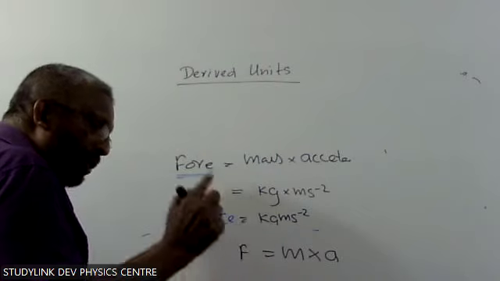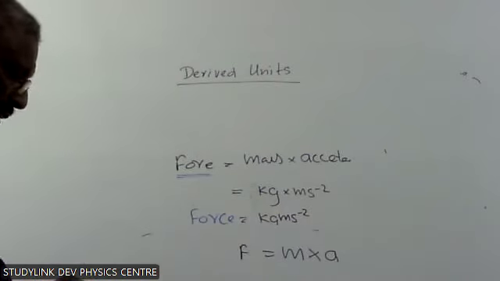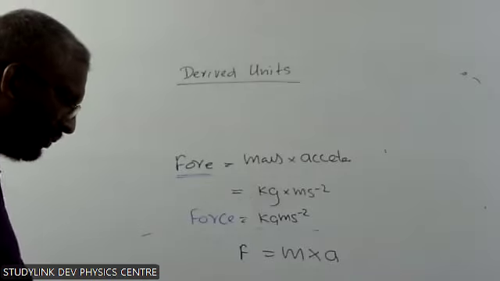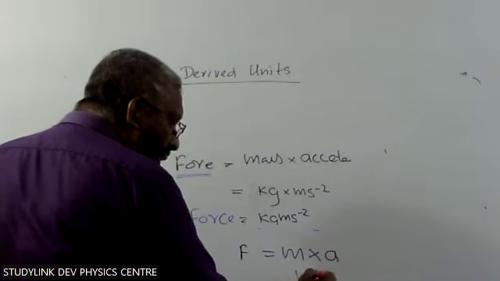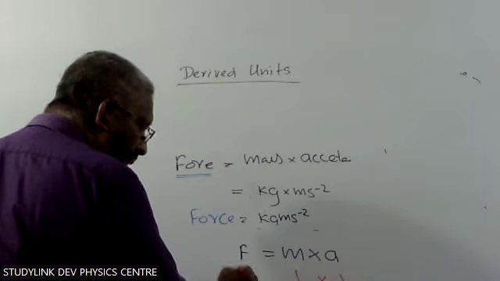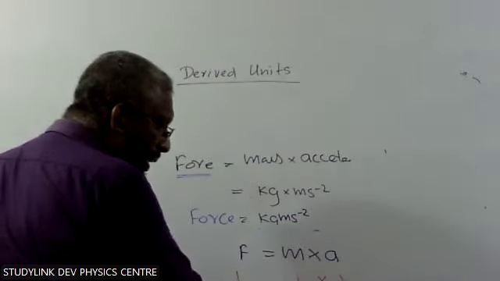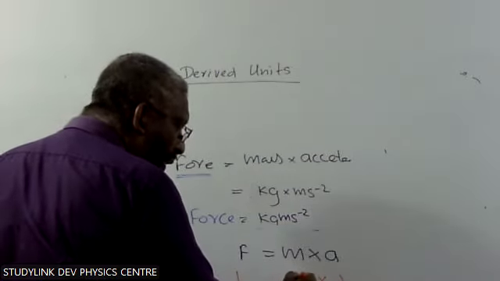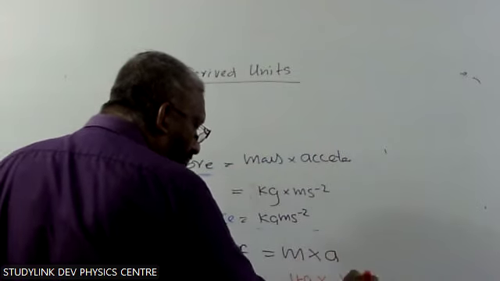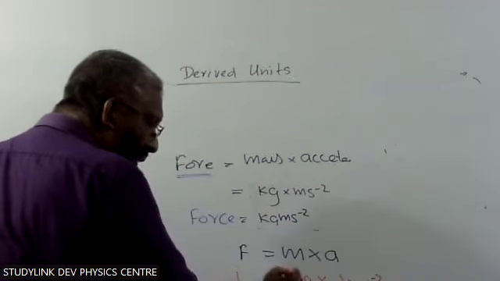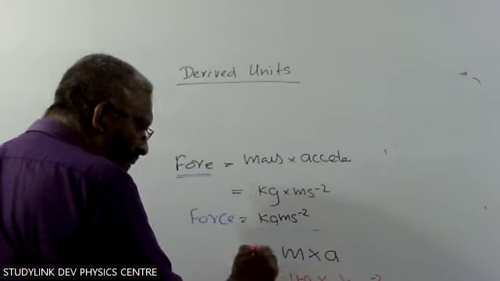in physics, except in two places, all the other places it is very easy. The reason is we always consider 1. 1 into 1 is 1. Correct? So here you make it mass 1 kilogram, here 1 m s^-2. Then this is called 1 Newton.